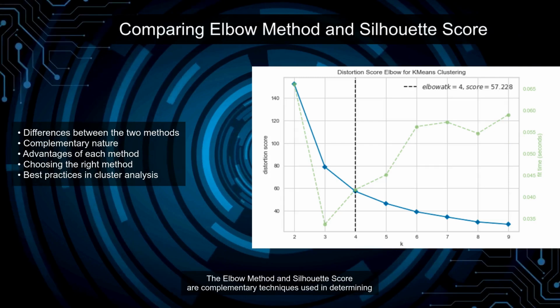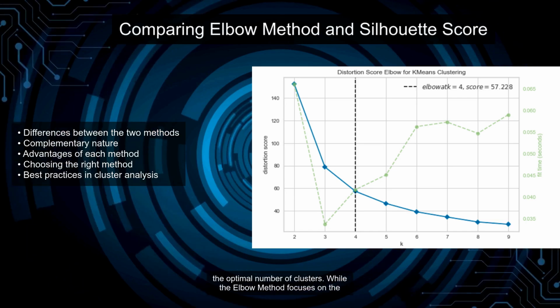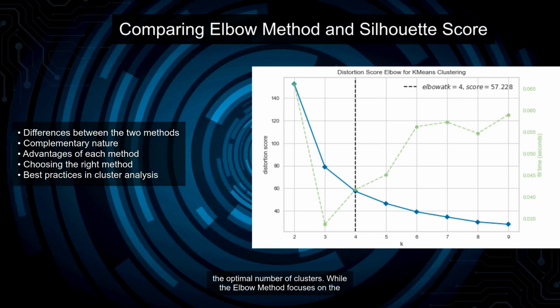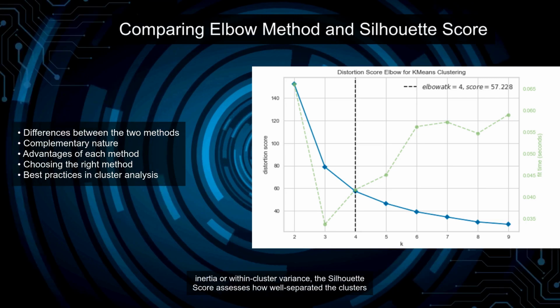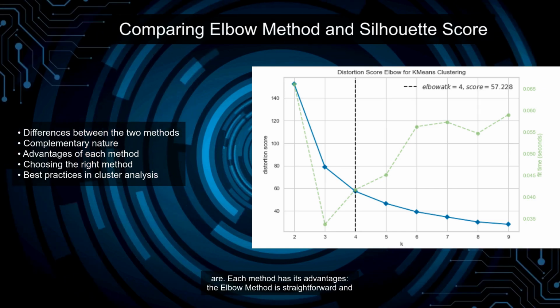The elbow method and silhouette score are complementary techniques used in determining the optimal number of clusters. While the elbow method focuses on the inertia or within-cluster variance, the silhouette score assesses how well separated the clusters are. Each method has its advantages.